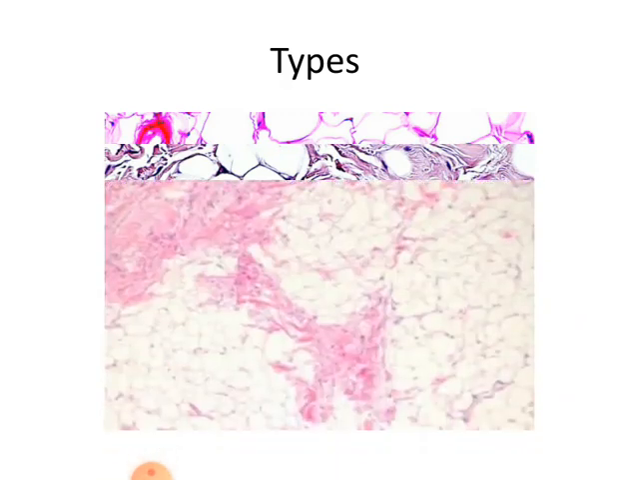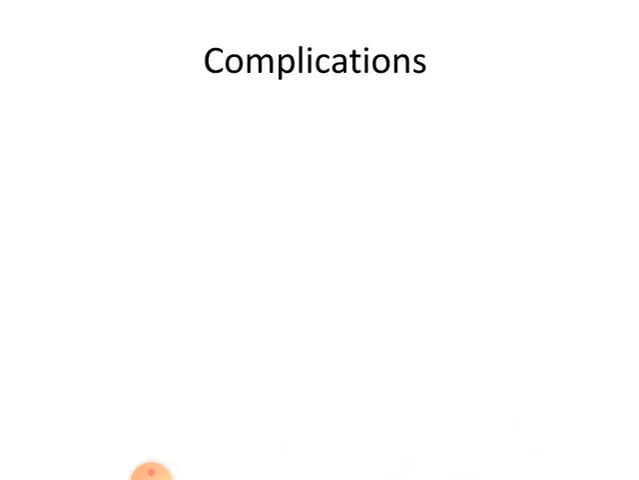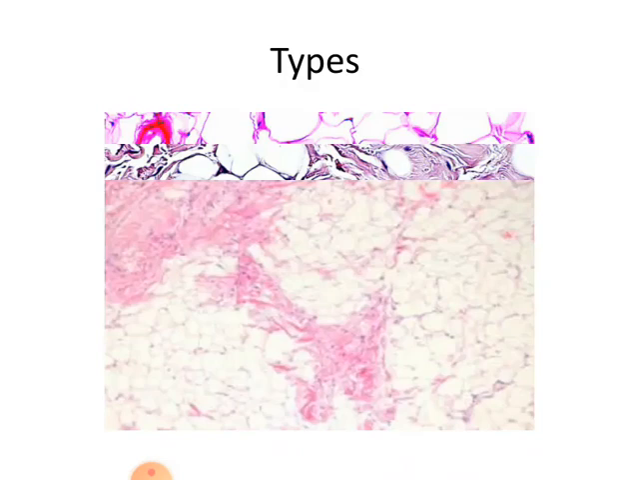The last type of lipoma is angiolipoma. These are fat cells with vascular structures in between, making the lipoma softer in consistency. The common site is the parotid region. So we have three types of lipomas: fibrolipoma, pure lipoma, and angiolipoma. What are the complications of lipoma?